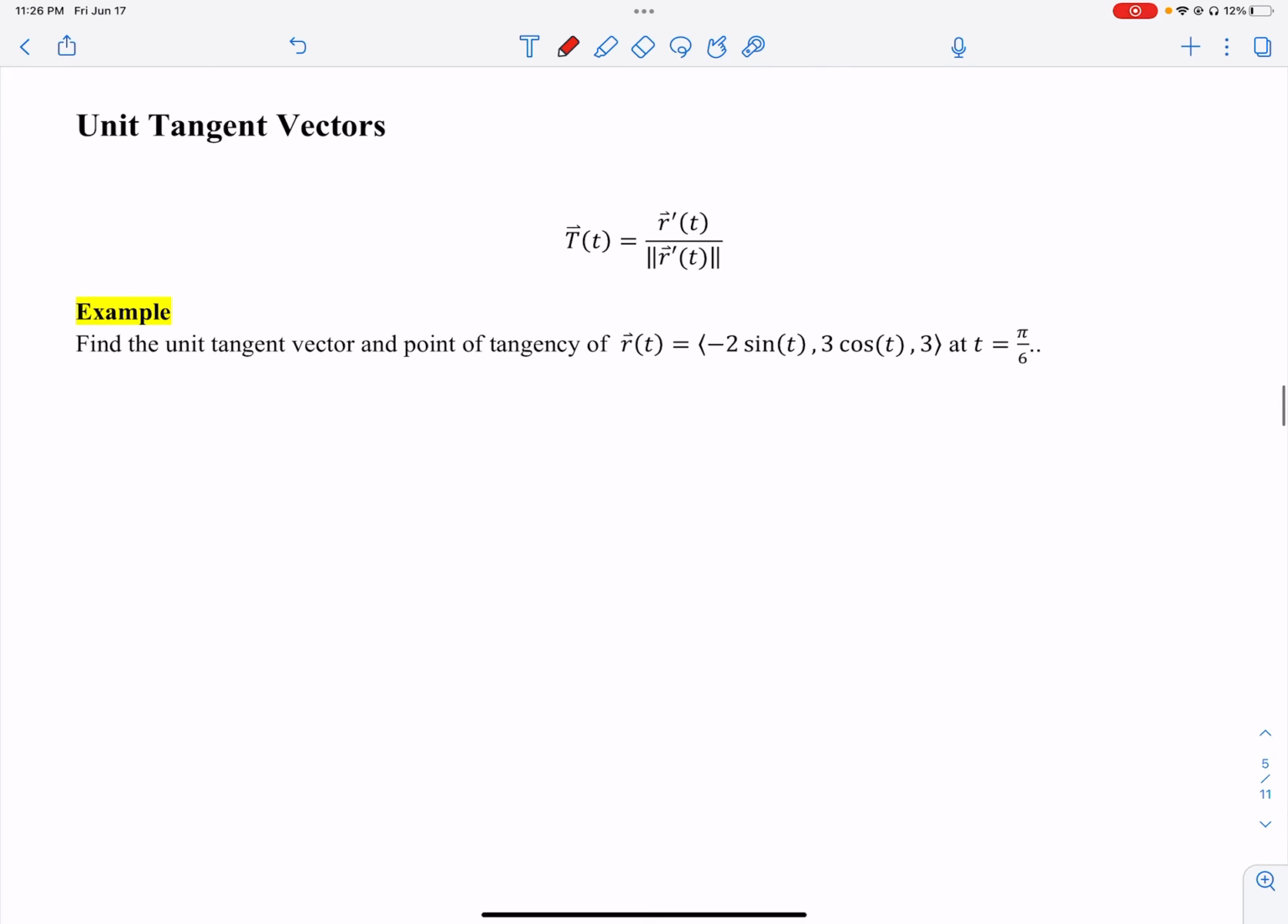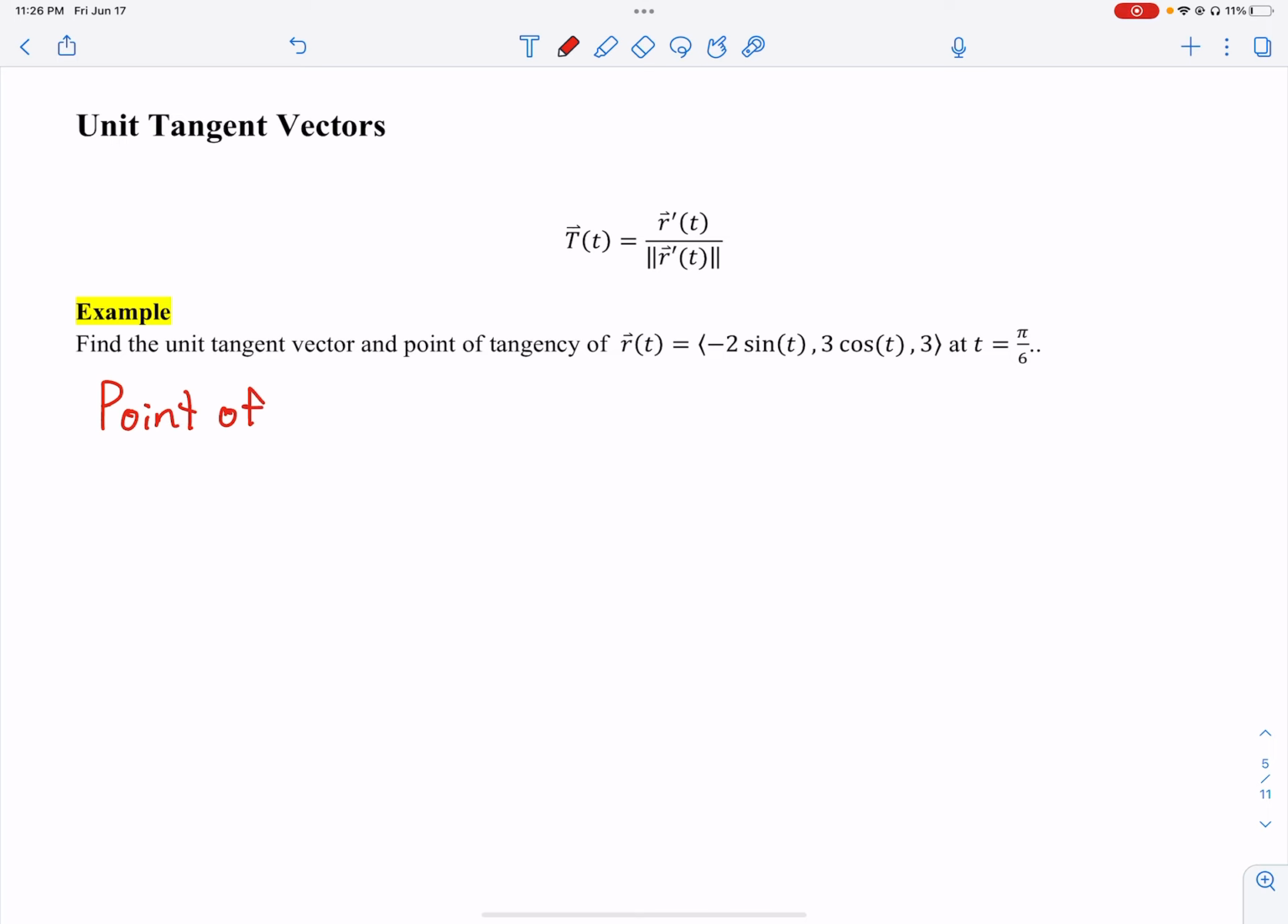All right, with tangent vectors, we could also talk about unit tangent vectors. If I want to find a tangent vector, which is r prime of t, and I want to make it a unit vector, I divide by its magnitude. So this is a unit tangent vector. All right, so let's find a few things here. It says find the unit tangent vector and point of tangency. Let's do point of tangency first.